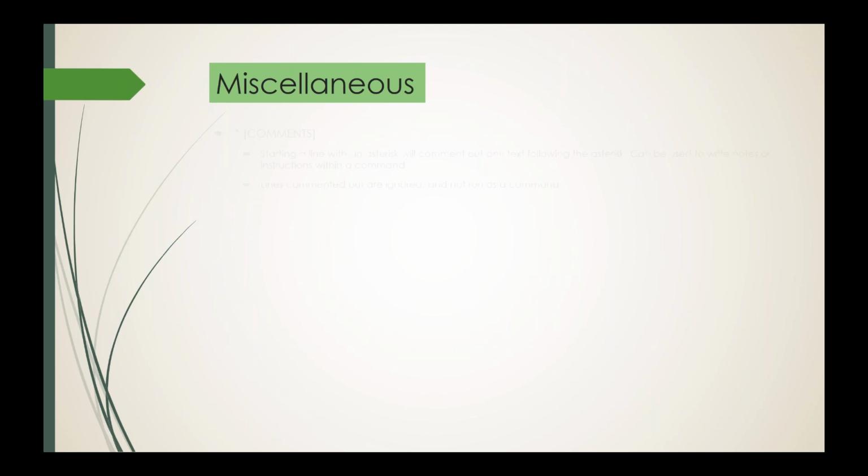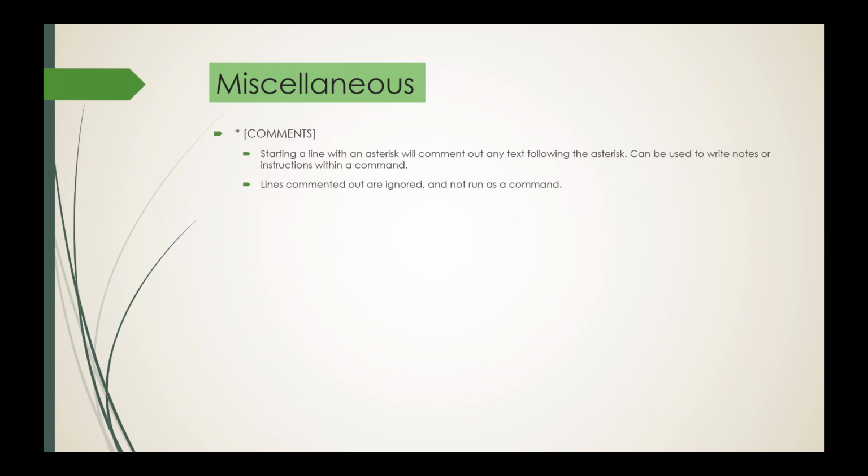Next we have some miscellaneous commands here. The first one is just an asterisk. Any text following an asterisk in a command is going to be commented out. Comments in programming are not viewed as code. They're just viewed as static text and completely ignored. So if you want to write yourself notes or instructions for how to use a command in AccuZIP, you can type an asterisk and then anything you want after that. When the line begins with that character, any text that follows is commented out and not viewed as code.